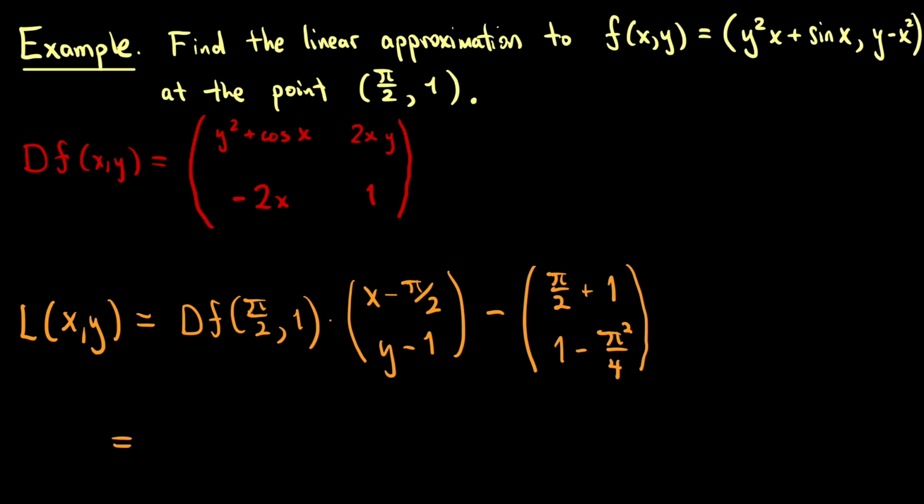Okay, so I'm going to have a 2 by 2 matrix. For the first entry, I'm going to plug in pi over 2 and 1. Pi over 2 for x makes cosine 0, and then y squared gives 1, so the first entry is 1. This entry over here, 2xy, is just going to be pi, 2 times pi over 2 times 1. Then I have minus 2x, so I have minus pi. And I have 1. So I have a nice looking matrix, in fact. Not bad, because I just made up this problem.